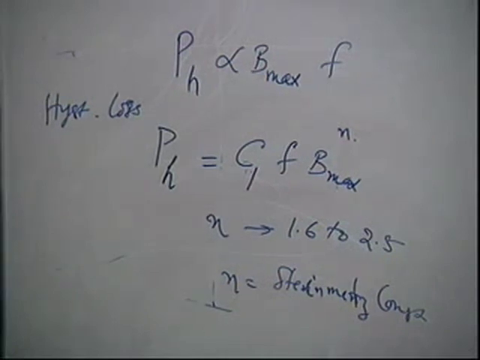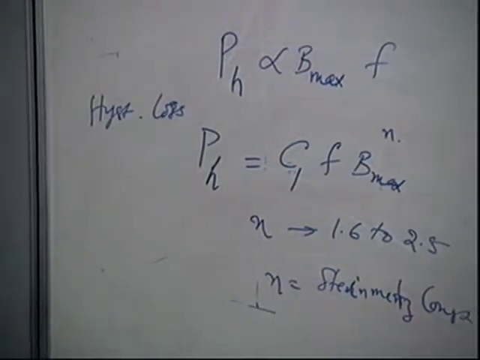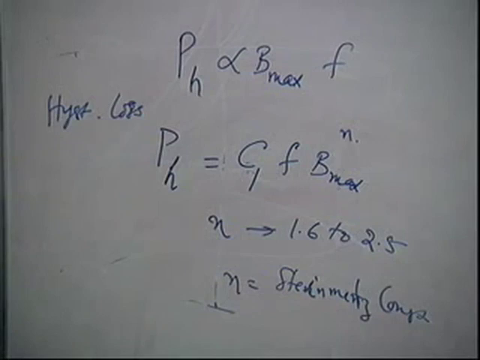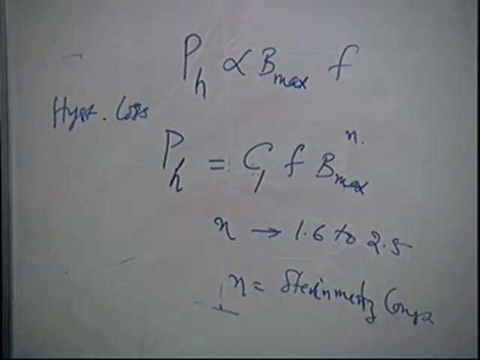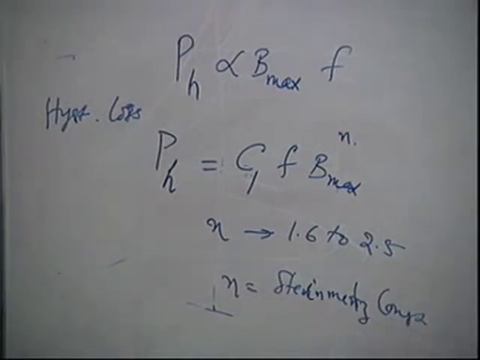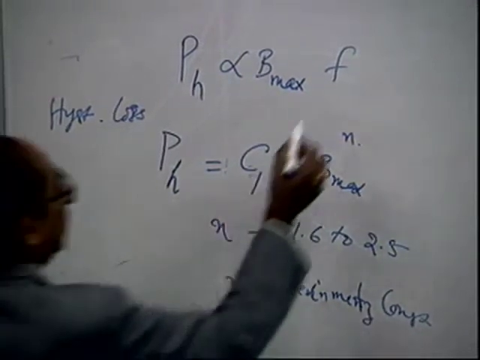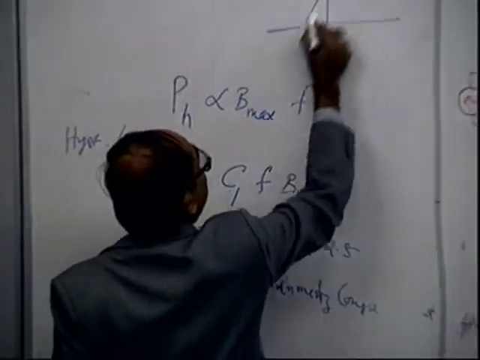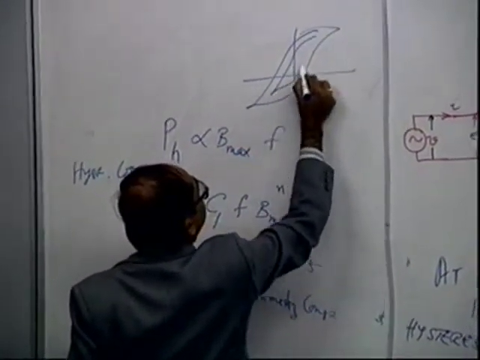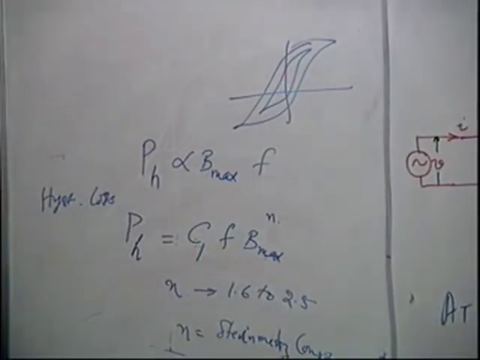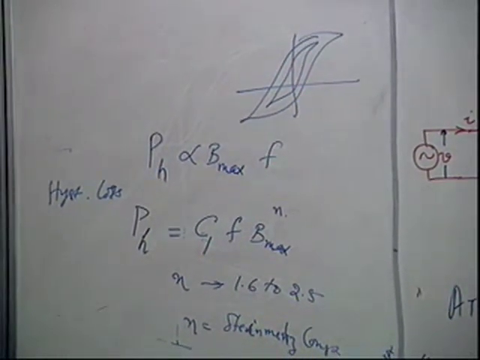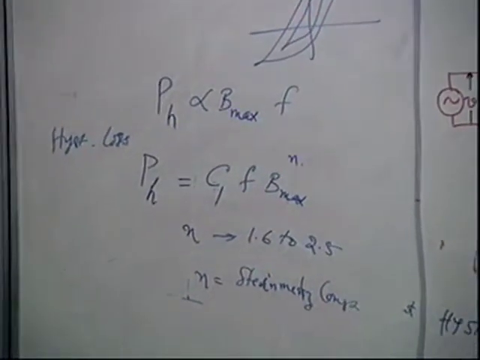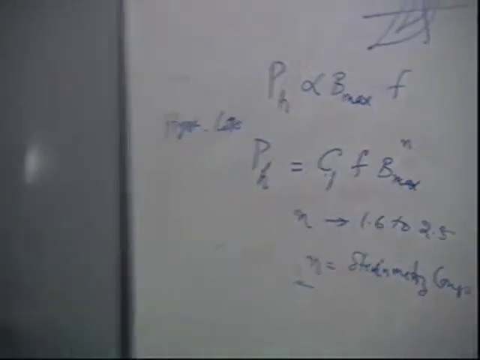Now the area of the hysteresis loop decides the loss, and the higher the maximum value you go to, the more the loss will be. You can have several loops like this. So this is a phenomenon which you are supposed to know, and next class we will look at another phenomenon called eddy current loss.